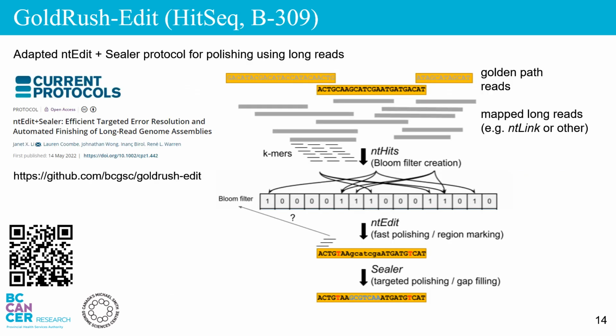After GoldRush-Path has generated the base assembly, we will send the base assembly to GoldRush-Edit for polishing. GoldRush-Edit is adapted from NT-Edit plus Sealer protocol for polishing using long reads. The long reads are first mapped to the golden path reads to generate targeted Bloom filters. NT-Edit will then use these targeted Bloom filters to remove mismatches and indels. For the complex mismatches and indels that cannot be resolved, it will flag them and send them to Sealer to resolve using a bidirectional de Bruijn graph approach.